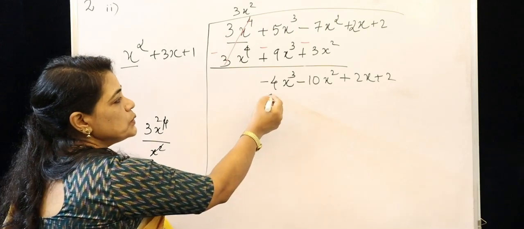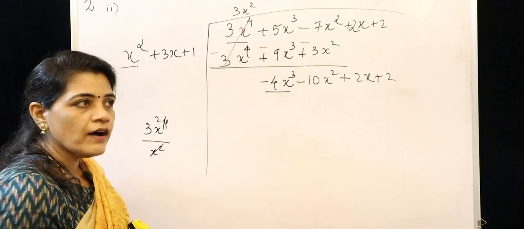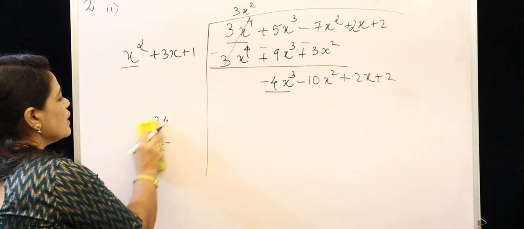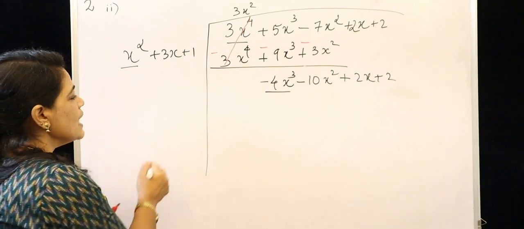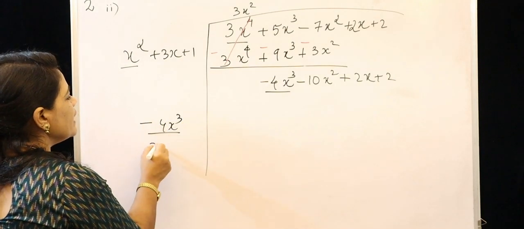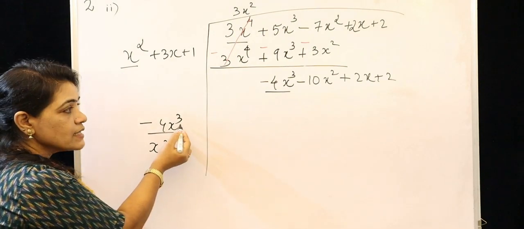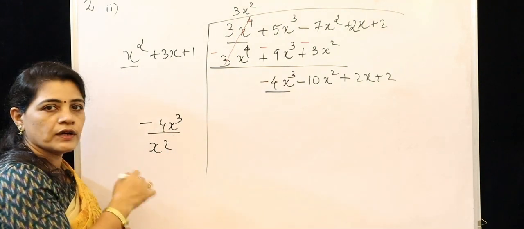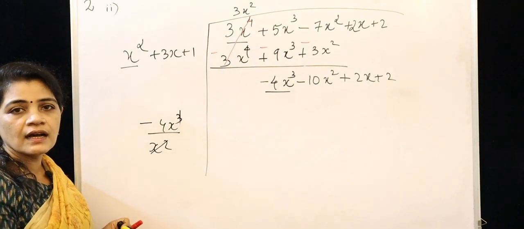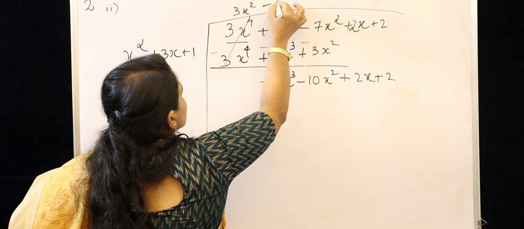Now we have the new polynomial negative 4x cube, its first term should divide with the x square, the first term in the g of x. Okay, so I am going to divide the first term, that is negative 4x cube, divided by x square. Okay, as usual we can divide x cube by x square. We have only one x in the numerator and negative 4. So negative 4x is the next term.